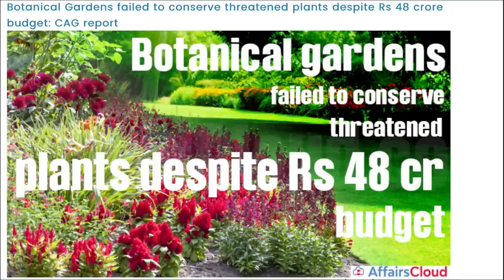Then, recently a report was released by the CAG, that is the Comptroller and Auditor General of India. The report stated that the Botanical Gardens have failed to conserve threatened plants despite an investment of 48 crore rupees. These gardens were made so that the threatened plants in that particular area would be conserved and there would be no threat to them in future. But the reverse happened: these botanical gardens were not able to conserve those threatened species of plants, even though we invested around 48 crore rupees. All the attempts basically failed to conserve those threatened plants.